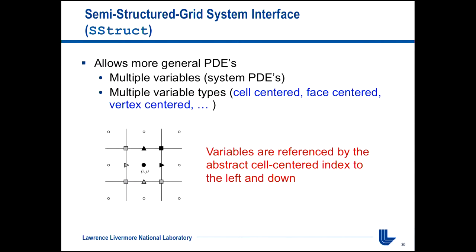Another thing that's different between the previous interface and this one is that we can have multiple variables. It's not just scalar values at cell centers. I can have different variables, and they can be located at cell centers, faces, or nodes, and coupled in pretty much arbitrary ways. Of course, the plan is to have as much structure as possible. So if we can use stencils or something like that, we'd like to.